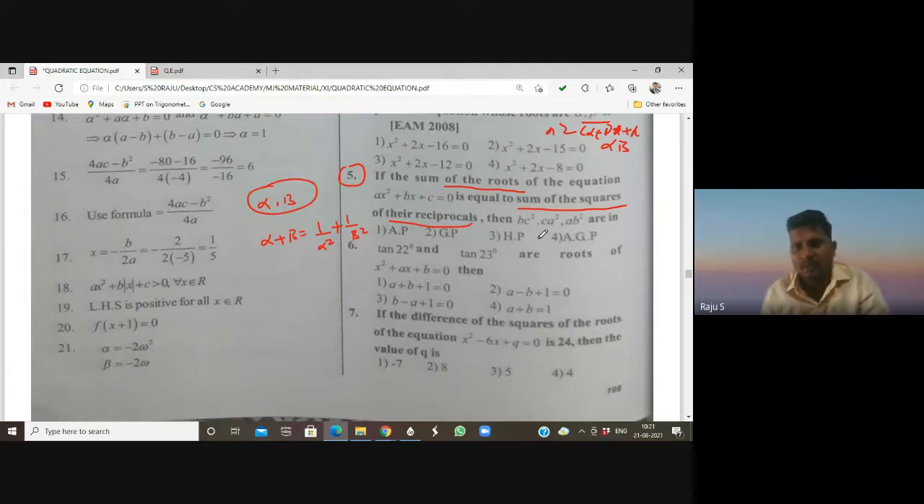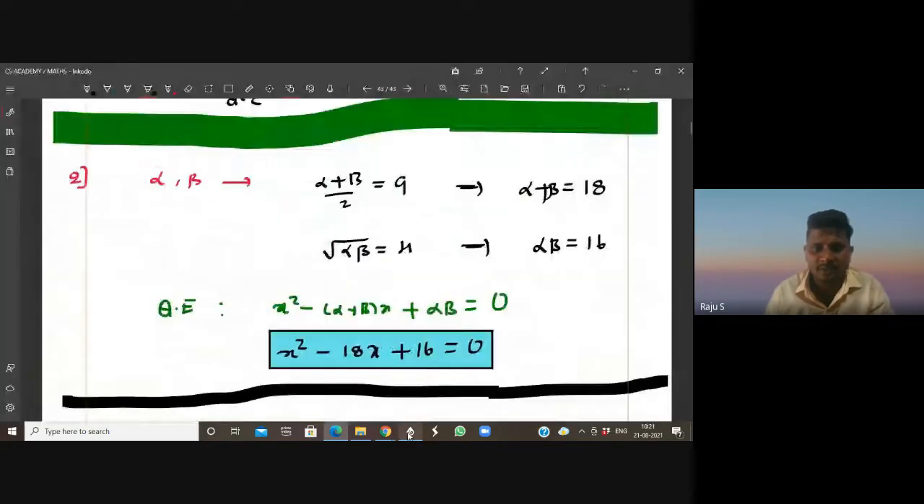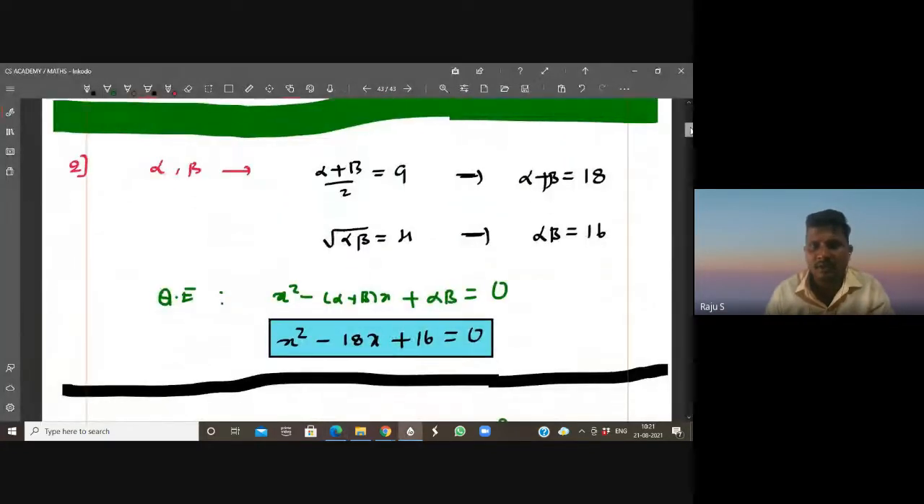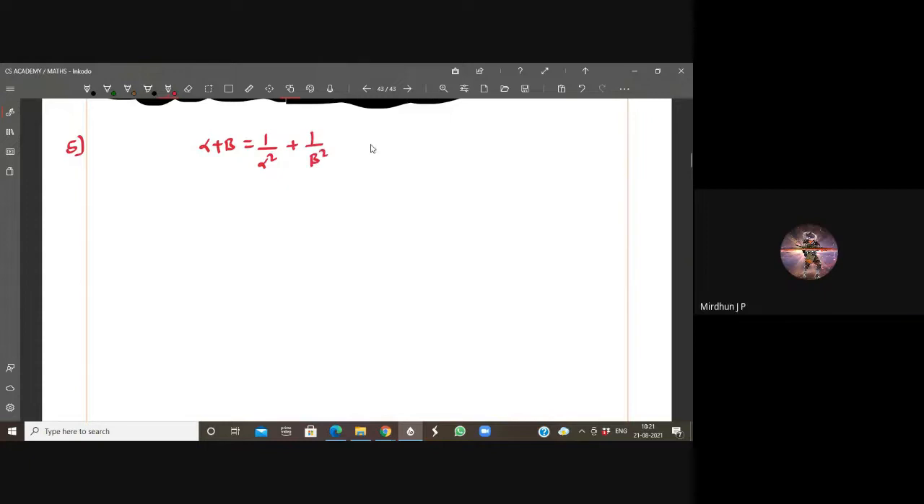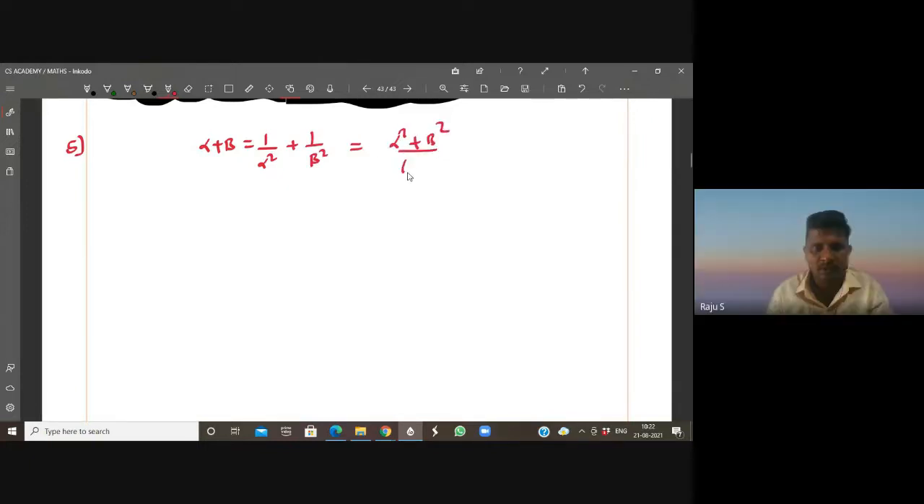Then what about bc square, ca square, ab square? So with the help of that, alpha plus beta is equal to 1 by alpha square plus 1 by beta square. We can write this as alpha square plus beta square by alpha square beta square, yes sir, alpha beta whole square also we can write.